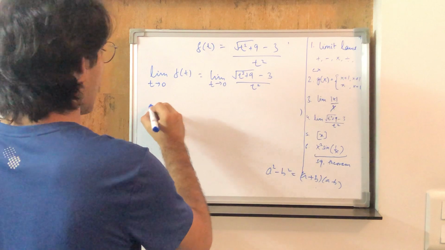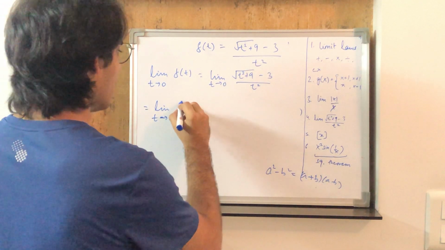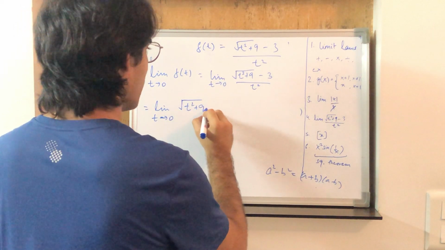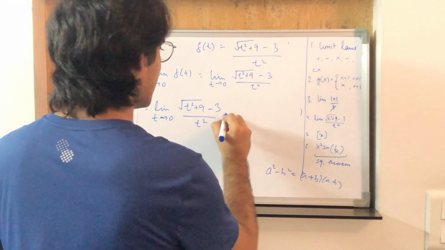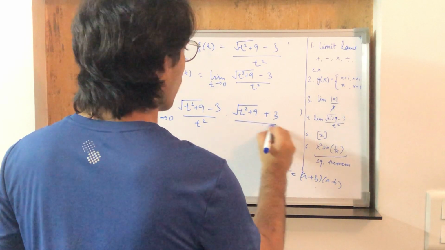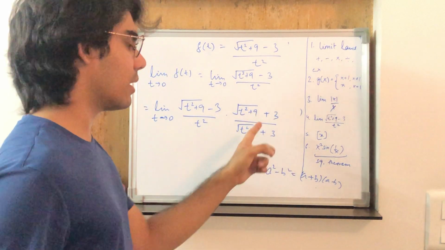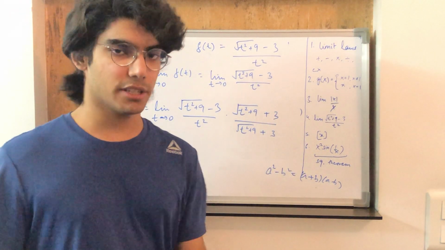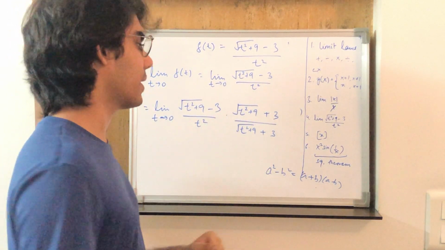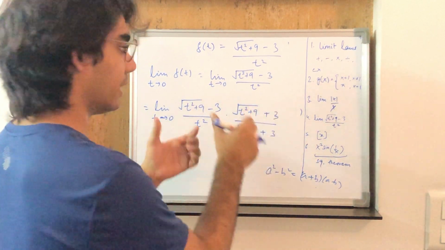Let's do it. So this would imply limit t tending to 0, root t squared plus 9 minus 3 over t squared, times root t squared plus 9 plus 3 over root t squared plus 9 plus 3. So I can multiply both the numerator and denominator by the same term, right? That's allowed. So I get a minus b times a plus b in the numerator.